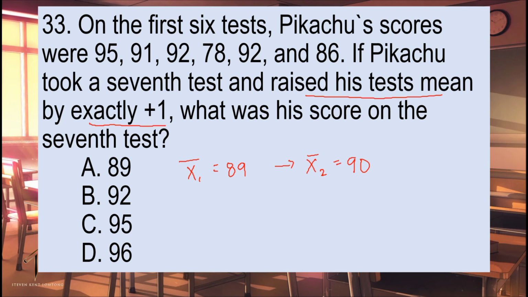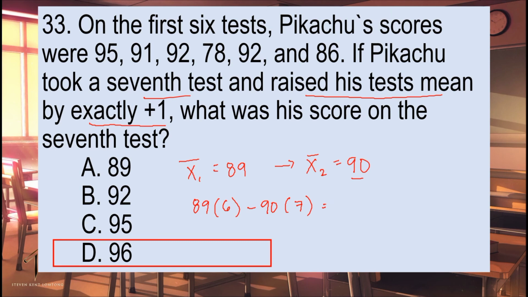So, gawin lang natin yung average, that is 89, times 6 tests. So, 89 times 6, minus... Okay, yung average na to, 90, multiplied by 7, kasi 7 tests na siya, diba? Dito sa x sub 2 natin. Therefore, ang hinahanap lang natin is equal to 96. So, yun. May nakuha siyang 96 sa pang 7th test niya. That's why yung average or yung mean niya is naging 90.